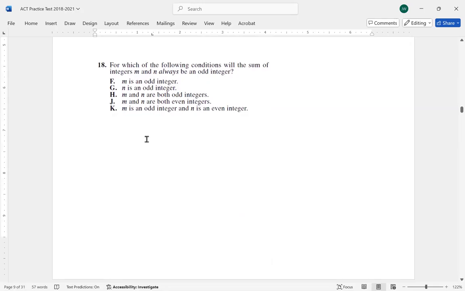Question 18. For which of the following conditions will the sum of integers m and n always be an odd integer? So we want m plus n to be an odd integer.